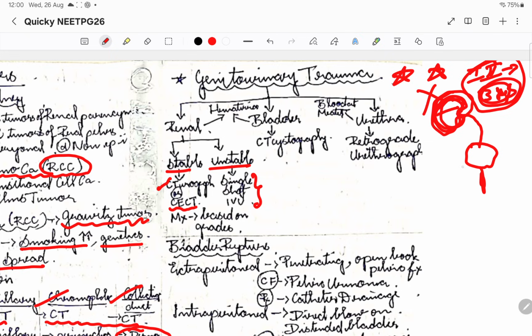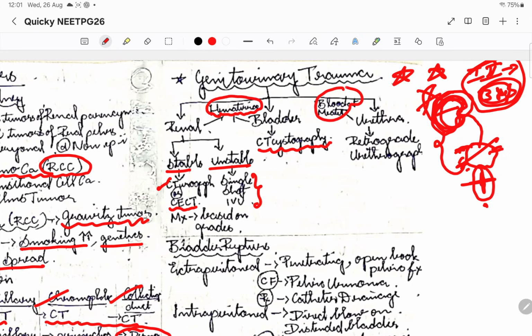If the bladder is affected, the investigation we'll do is CT cystography, to see where exactly the leakage is happening from the bladder. Okay, so this is how we'll diagnose or investigate the two traumas. Please remember, in renal and bladder trauma, hematuria will be the presentation. Whereas in urethral trauma, it is going to be blood at the meatus. Okay, blood at the meatus is what the presentation will be.